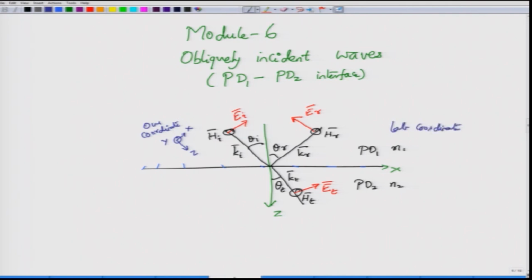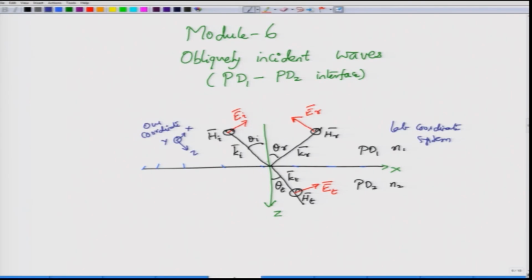When I say lab coordinate system, it is the coordinate system that is chosen before we actually had this light coming in. In our coordinate system we just have a transverse electromagnetic wave, a plane wave propagating along the z direction, whereas in the lab coordinate system, the wave is not purely along the z axis, but it also has a component along the x axis. Why? Because the incident k vector, denoted by k I here, has both a component along z as well as a component along x.